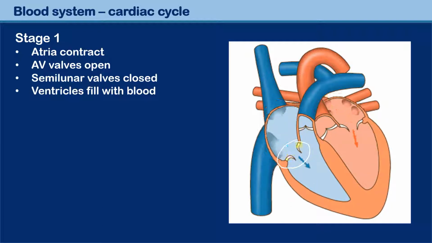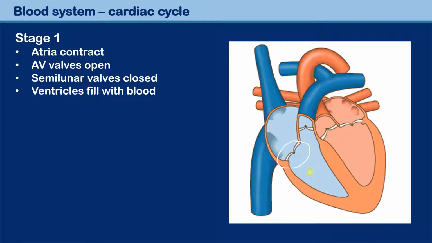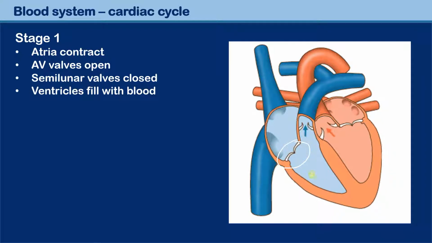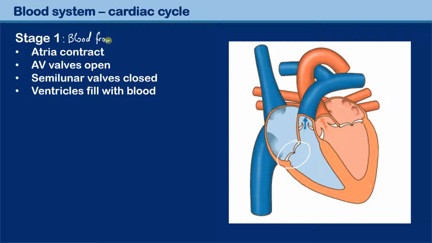And when the AV valves open, this is the time when the ventricles fill with blood, because the blood is actually the thing which pushes these valves open. So that happens during stage one. The blood is basically pumped from the atria to the ventricles. Maybe that's something we can summarize over here: blood goes from the atria to the ventricles.